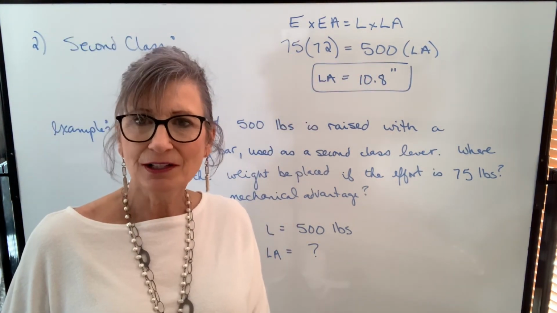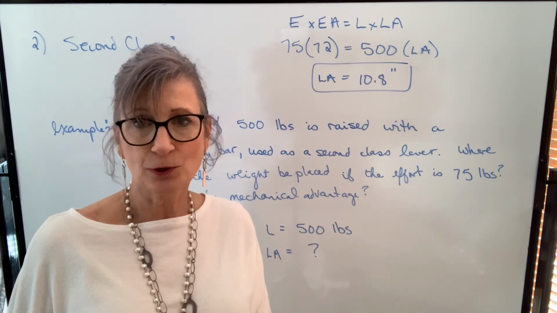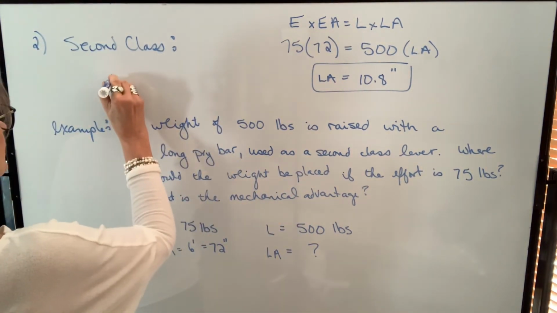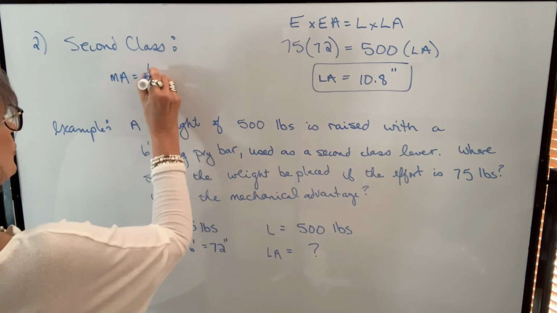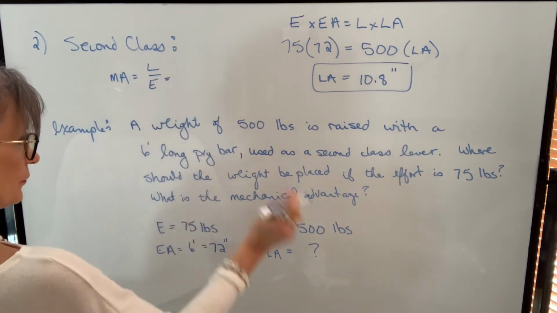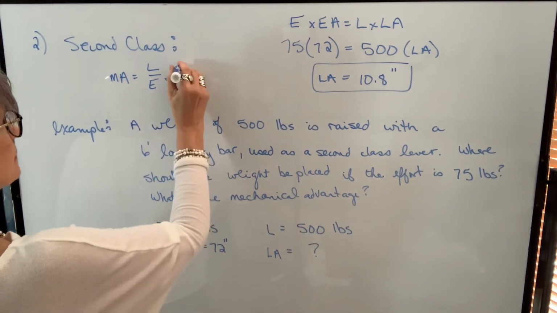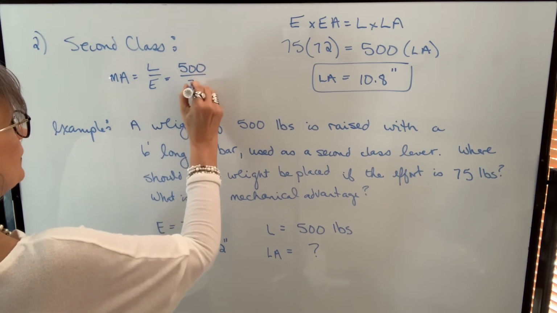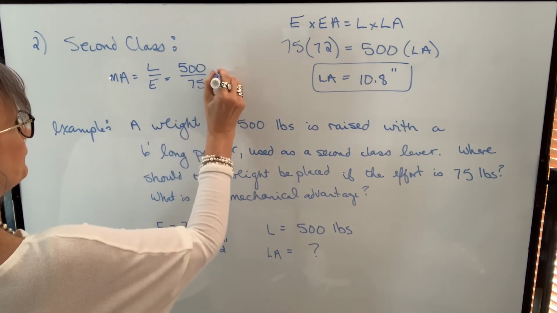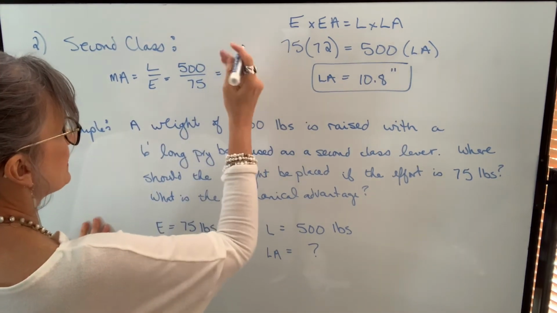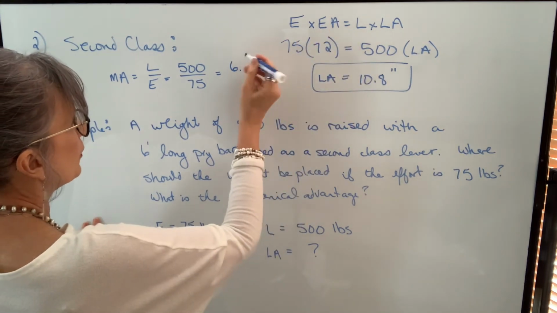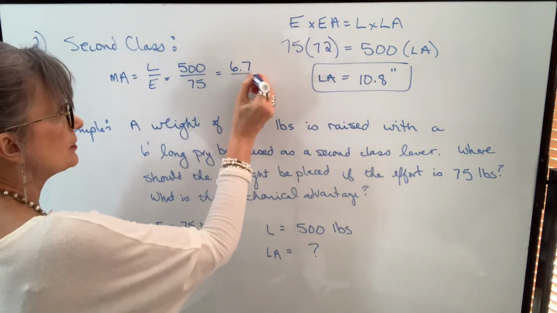Now, in order to calculate mechanical advantage, I could use the forces. So mechanical advantage will equal load over effort. So that's 500 pounds over 75 pounds, which is 6.666 repeating, so I could round that off, depending on how many decimal places you want to go.